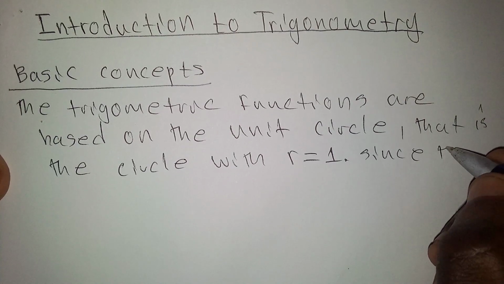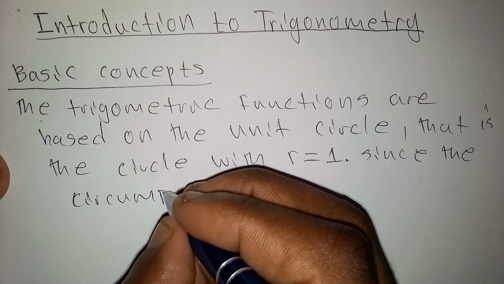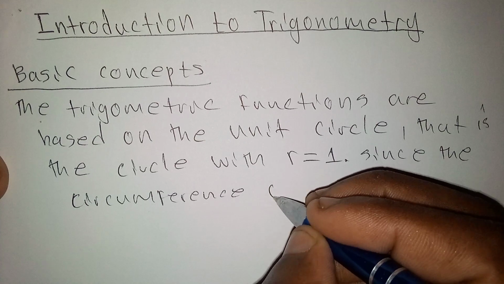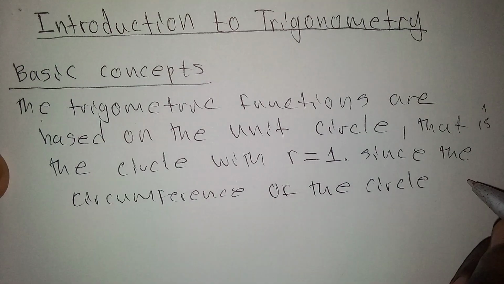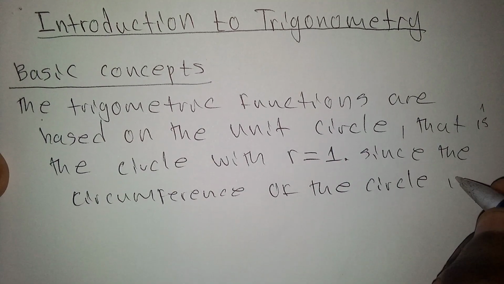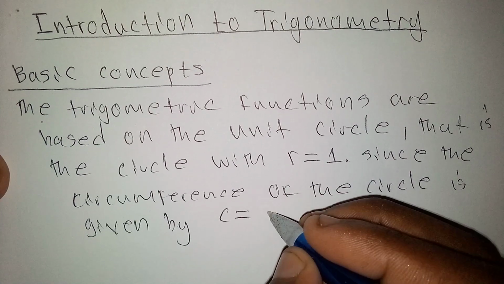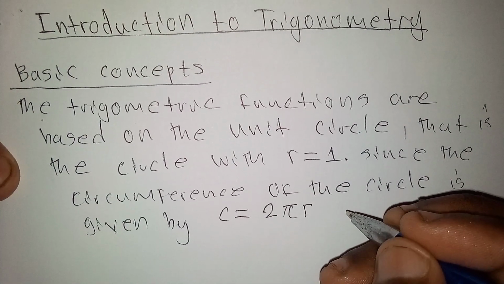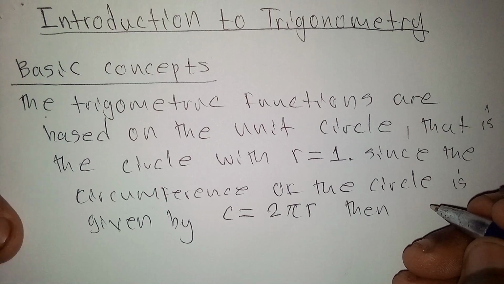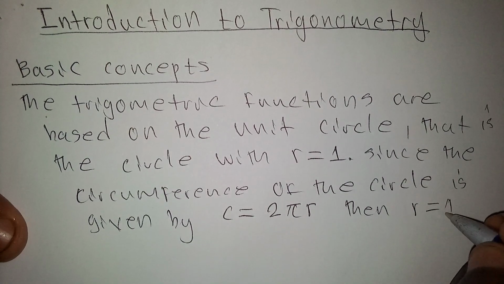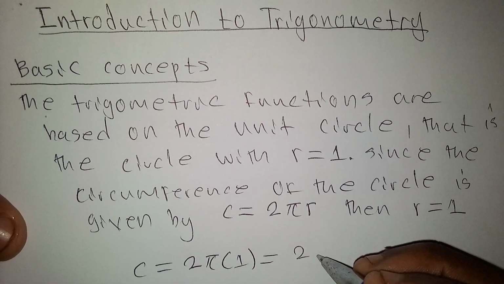Since the circumference of the circle is given by C is equal to 2 pi r, then since trigonometry is based on the unit circle, and if we take the radius equal to 1, then we have C equal to 2 pi multiplied by 1, which is just equal to 2 pi.